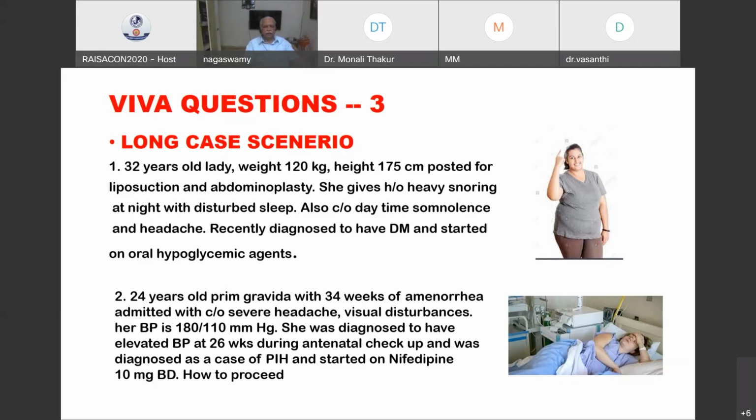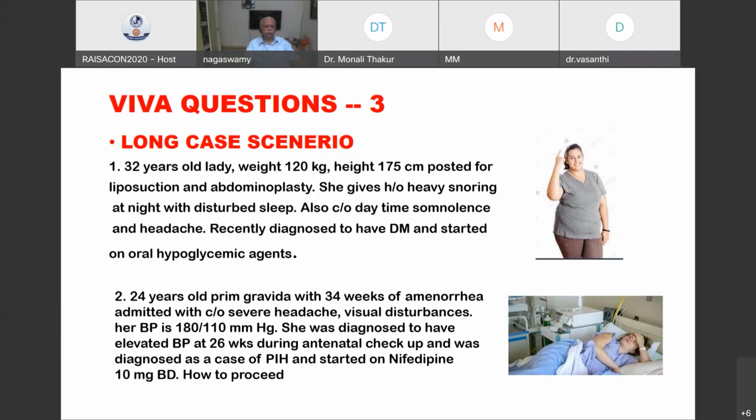Okay? And she has got OSA on top of it. So if all the anticipated difficulty is written on the patient's face, how are you going to plan? I will prefer awake intubation, sir. You have to plan for an awake fiber optic intubation.